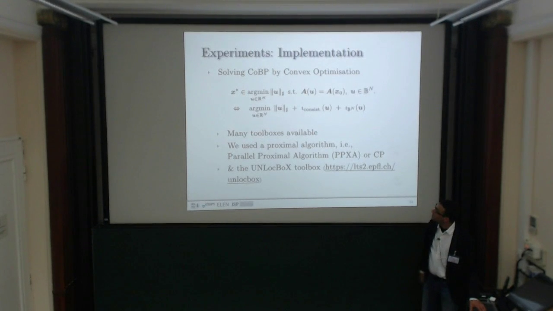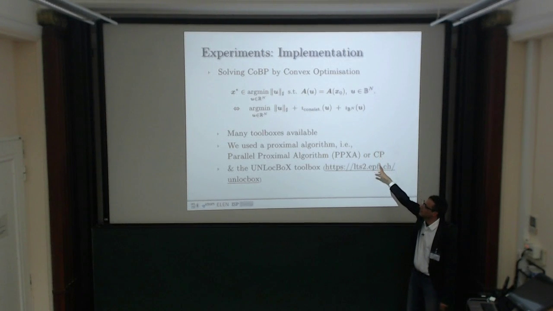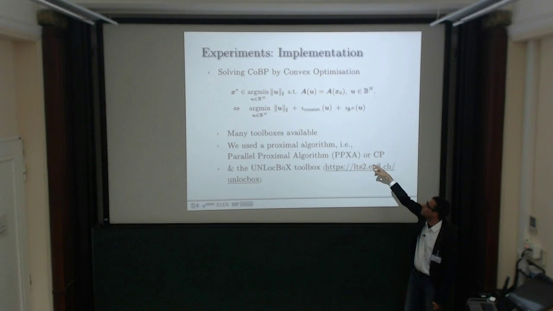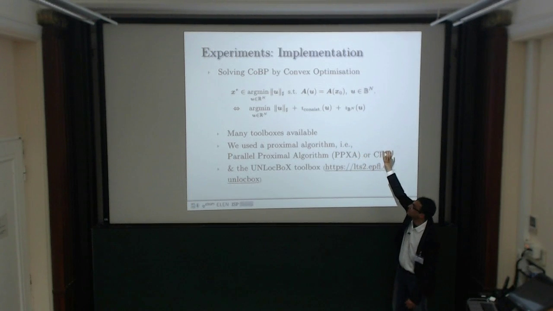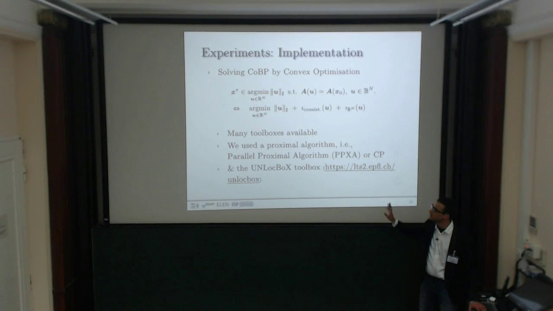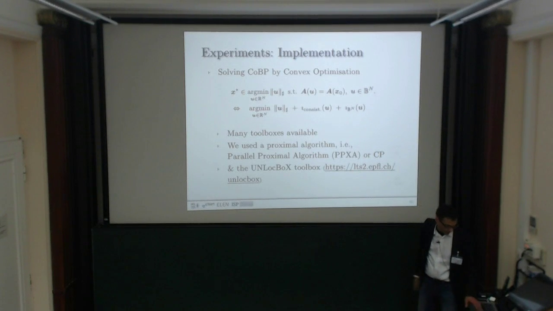So for some experiments now, the implementation is trivial. More or less, we apply a very well-known parallel proximal algorithm, PPXA, or we could also apply Chambolle-Pock. We have to enforce two convex constraints subject to a convex objective. So the numerical part is really not particularly relevant here. You can always use this very good toolbox, UNLocBoX, which allows you to devise proximal algorithms and proximal formulations of your problem in practically no time.